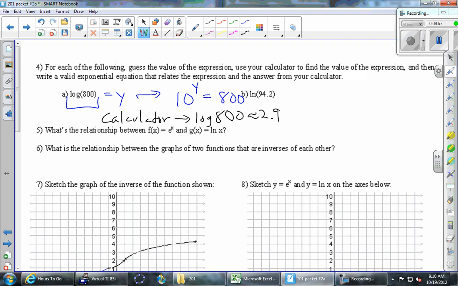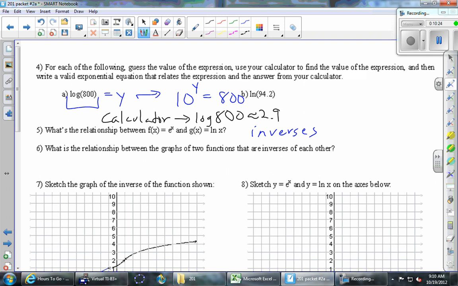All right, next question asks for the relationship between f of x is e to the x and g of x is ln of x. What are those two functions called with respect to each other? They are inverses. These two functions are inverses of each other. They undo each other. So we'll write that, and then we'll talk a little bit about what that means graphically.